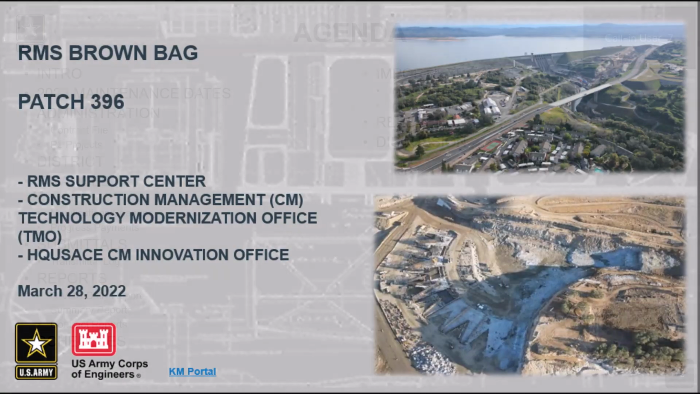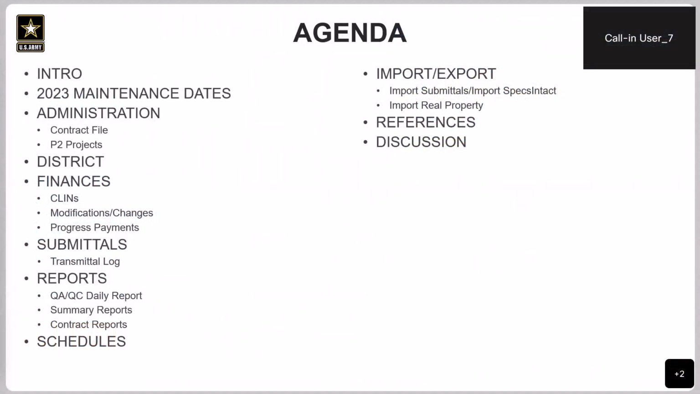Here are the topics we'll cover today as it relates to patch 396. We'll cover the addition of the 2023 maintenance dates to the application and the launcher. And then we'll cover some updates and fixes to contract file and P2 projects under administration. We'll also look at some fixes and updates at the district level.